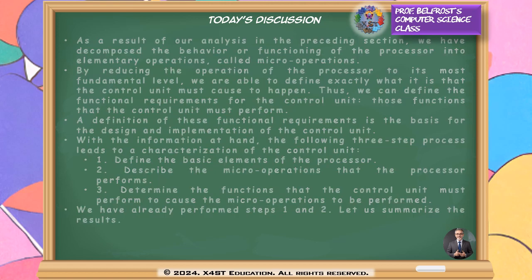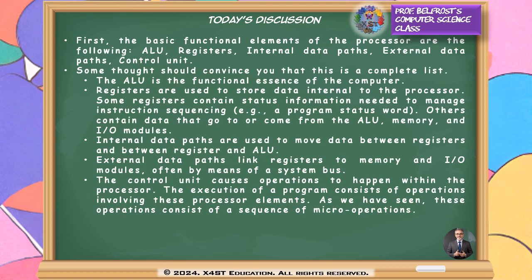So first, the basic functional elements of the processor are the following: ALU, registers, internal data paths, external data paths, and control unit. I will show you why this is already the complete list. ALU is the functional essence of the computer. Registers are used to store data internal to the processor, and some registers contain status information needed to manage instruction sequencing. Others contain data that go to or come from the ALU, memory, and I/O modules.